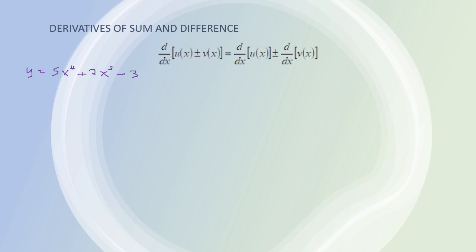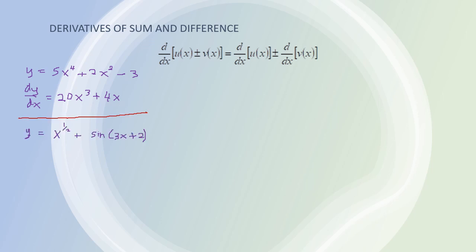So differentiate function y with respect to x, dy over dx equal to, we differentiate x to the power 4, then we get 4x to the power of 3 plus, and then we differentiate function 2x squared, we get 4x, and then differentiate 3, we get 0.